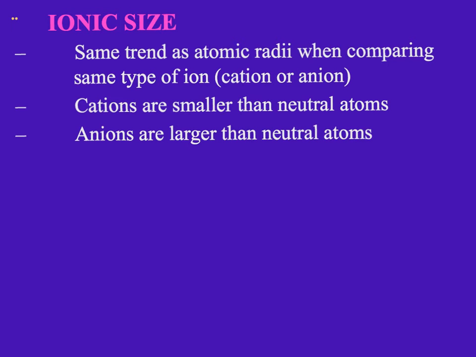Now, as we're talking about ionic size, the trend is the same as atomic size. If you're comparing all anions or all cations, going down the periodic table, the size will increase. As you're moving across the periodic table, it will decrease, it gets smaller. So it's the same trend as atomic size.